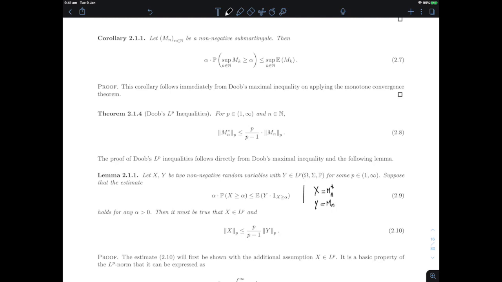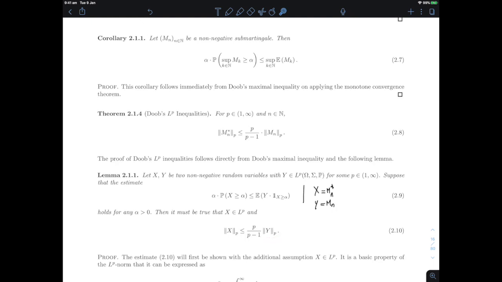So Mn will be in L2 or in Lp in the statement of our theorem, and we don't know if Mn star is going to be in L2, but we're going to deduce that it is. And indeed, what we derive is exactly the statement of Theorem 2.1.4, namely that Mn star in Lp norm is controlled, up to the constant p divided by p minus 1, by the Lp norm of Y, which is going to be our Mn.